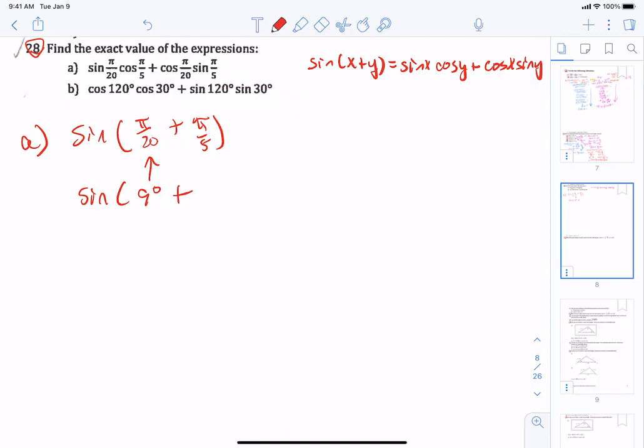And then 180 divided by 5 is 36. 9 plus 36 is 45. Oh, we found it. It is something on the unit circle. So now just ask yourself, what would that be on the unit circle? Well, the sine of 45 is the y value at 45, square root of 2 over 2. It looks complicated, but you're undoing and backtracking the formula, and it should end up being something that's on the unit circle at that point.